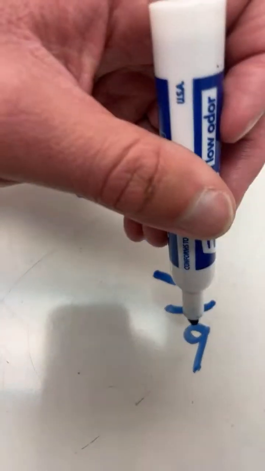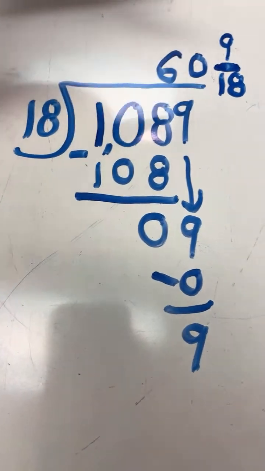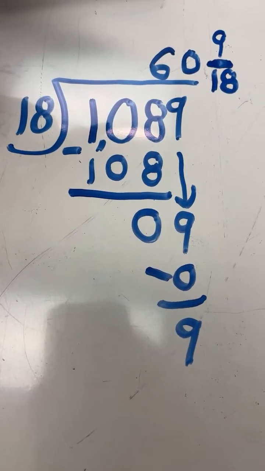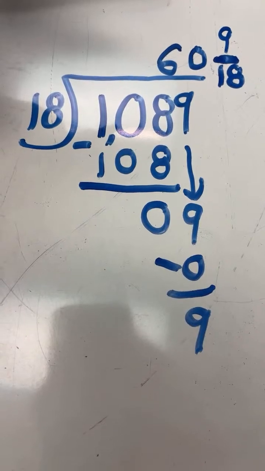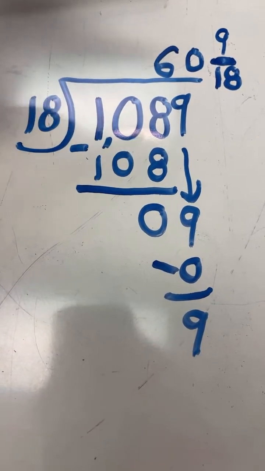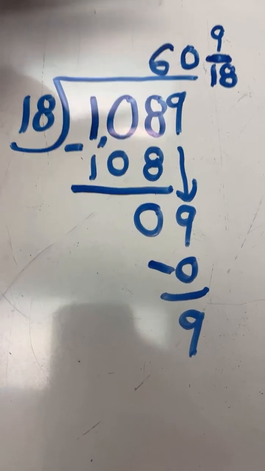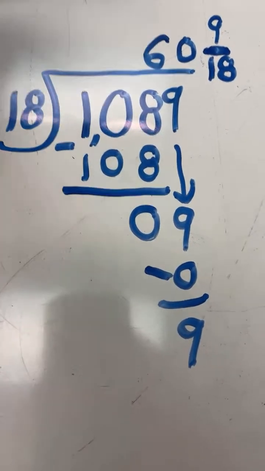So our answer would be 60 and 9/18. So 1,089 divided by 18 equals 60 and 9/18. Or if you want to reduce it to lowest terms, 60 and 1/2.